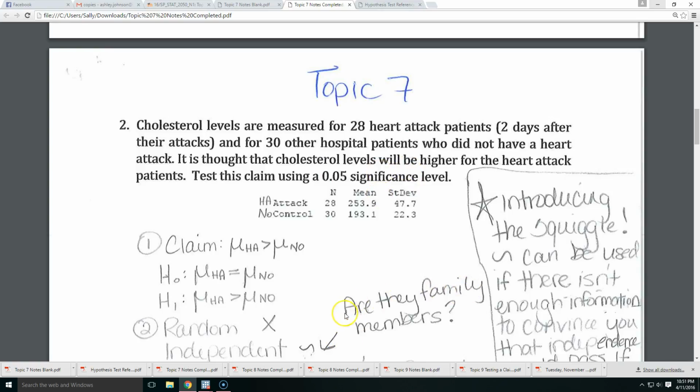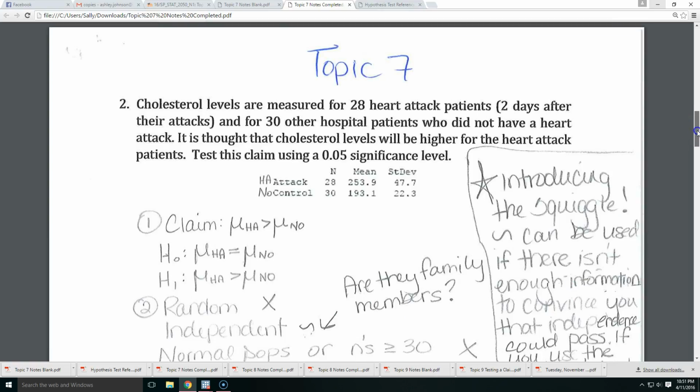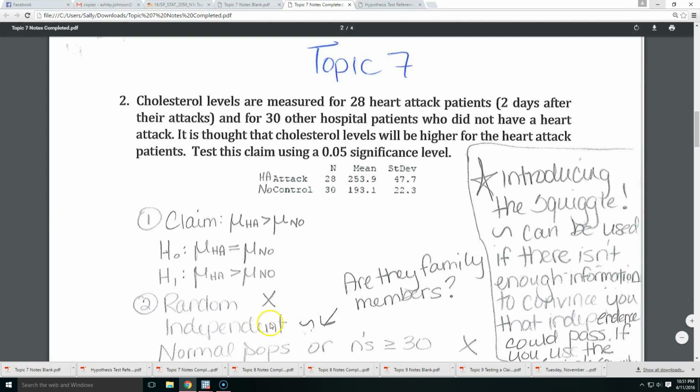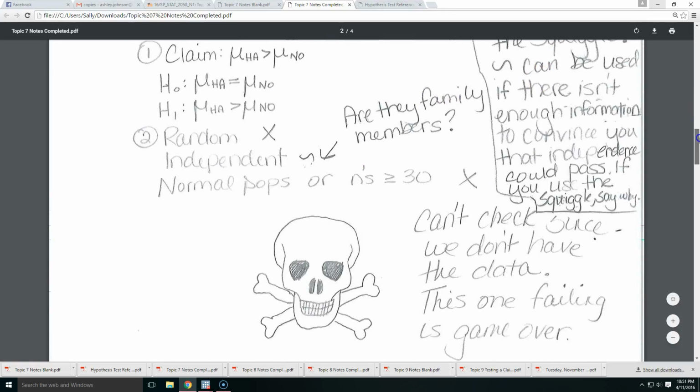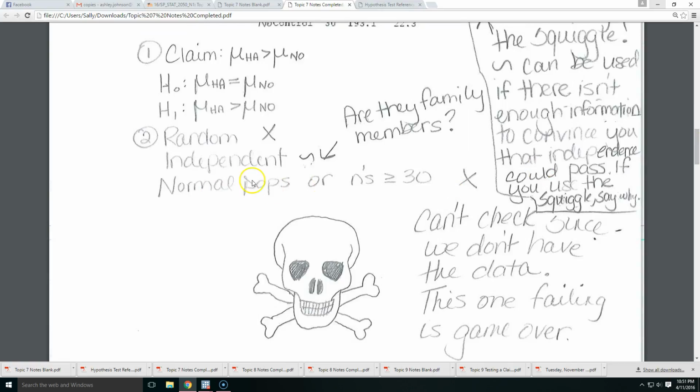So I really like this explanation of why you fail independence, because sometimes it really makes me think about things a little differently. So lastly, the normal populations or the sample sizes are at least 30. This fails. If this fails, it is game over for the hypothesis test. So I have a little image here. If you cannot pass this assumption, you do not keep going.